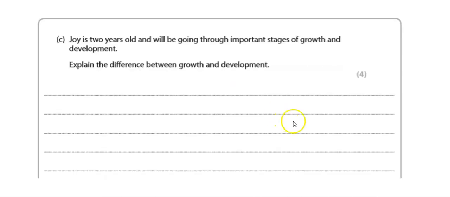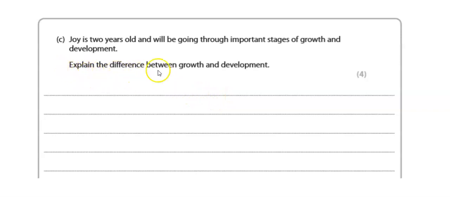Now we're on C. So the question is, Joy is 2 years old and will be going through important stages of growth and development. So this is the 2-year-old, okay? We're looking at the mark scheme, okay? So we've got 4 marks, so we've got to give 4 pieces of information to get those 4 marks. They're giving you a lot of space. I've cut some of it off here, but they've given you about 12 lines, which I think is a lot more than you need, but we'll come to that.